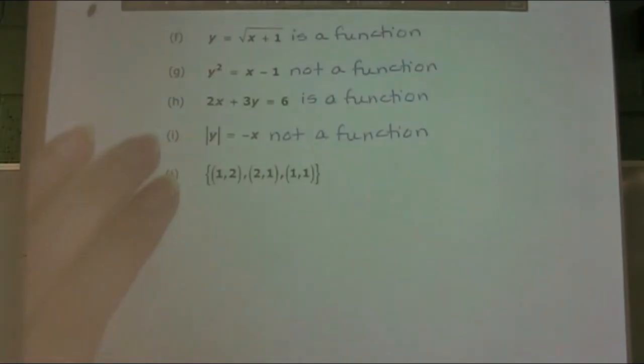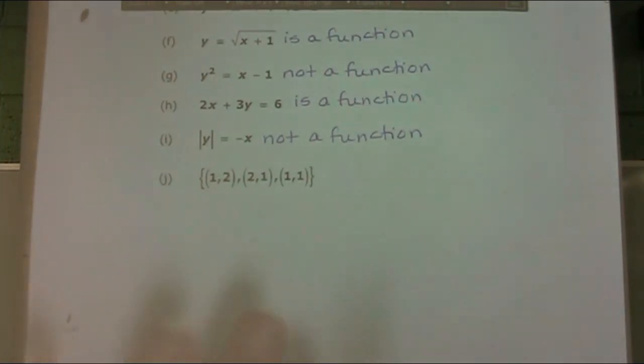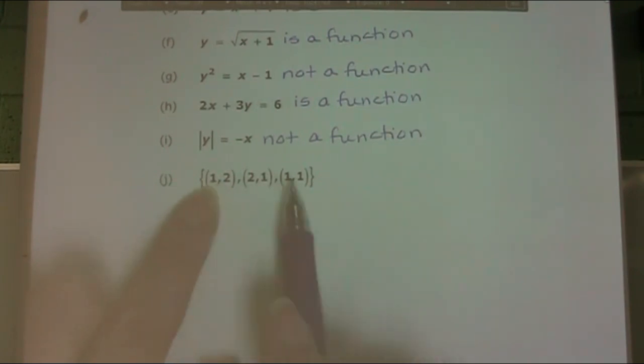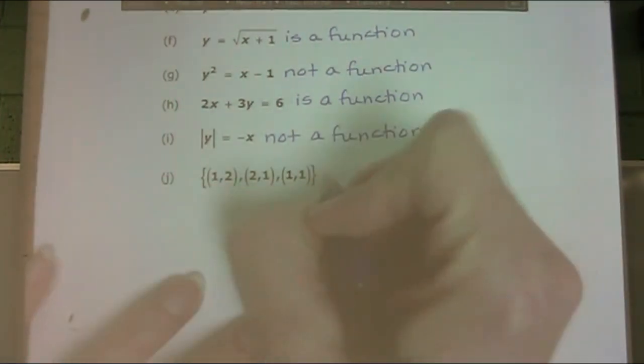And the last one is a set of points. Is this a function or not a function? Not a function. Not a function because the x value of 1 is represented 2 times with two different y values. So this is not a function.